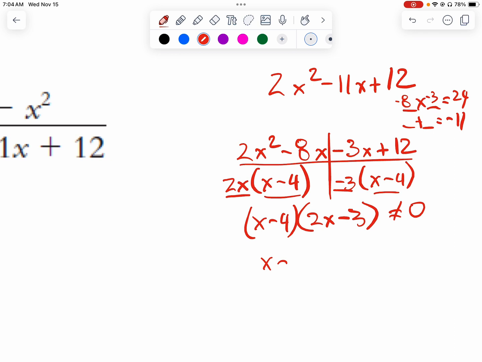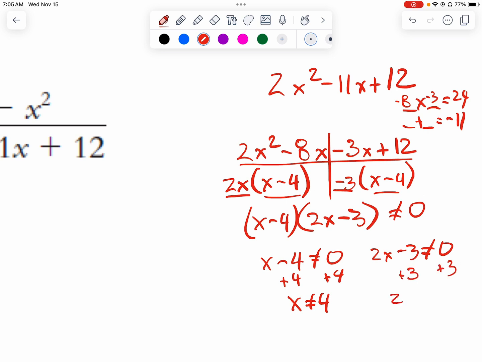So I go x minus 4 cannot equal 0, and I solve for x, add 4, x cannot equal 4, and I say 2x minus 3 cannot equal 0, so I add 3, so I get 2x cannot equal 3, and I divide by 2, x cannot equal 3 over 2. There are your non-permissible values. All of that work just before we even start the question. Now I've defined my non-permissible values.